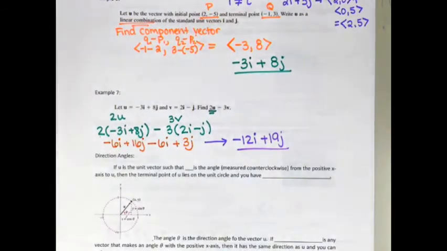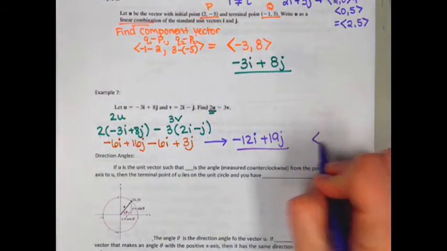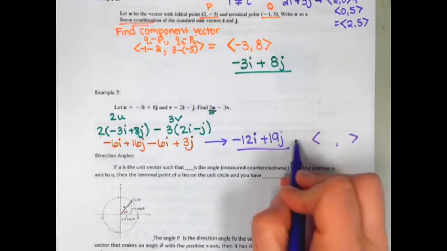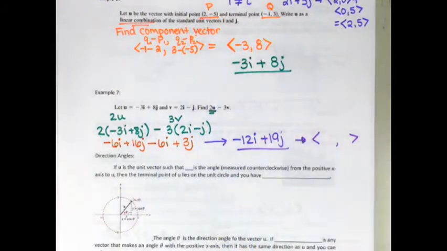Now, just so you guys know, what is the vector? You don't have to do this, but just asking, what would -12i plus 19j actually be as a vector?